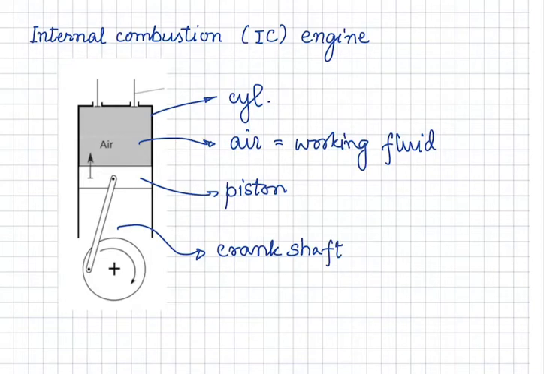which is useful to drive a wheel, for example. The first step, once we have air in a piston cylinder, is to move the piston in and compress the air. And by doing that, we are increasing the pressure and temperature of the gas. That's the first step, compression.